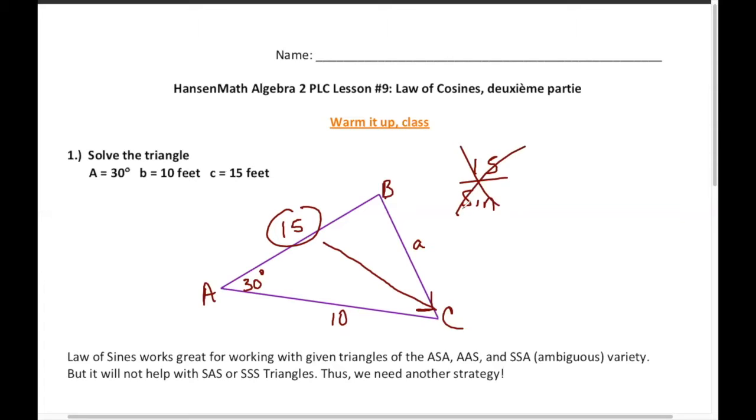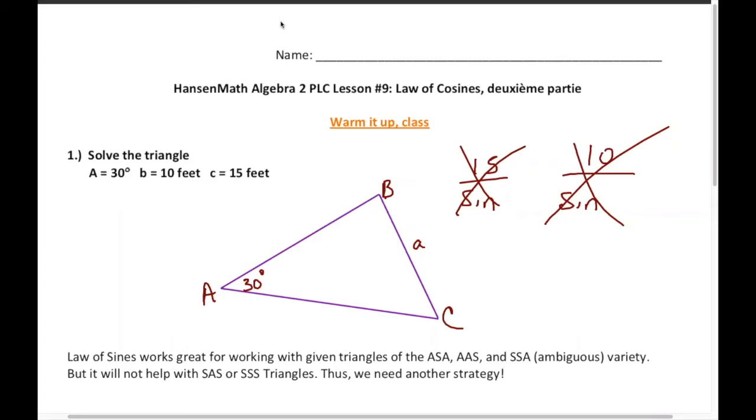Okay, scratch that. Well, I could start with 10 here. I could say 10 compares to the sine of its opposite angle, which is, oh no, it's unknown, it's B. That's not going to work. Oh, holy smokes. The law of sines doesn't work here. Why doesn't it work?